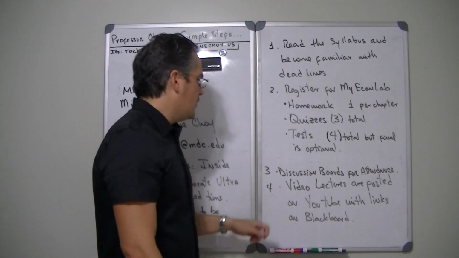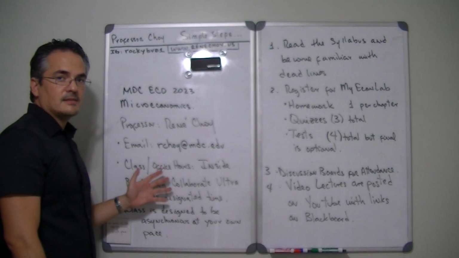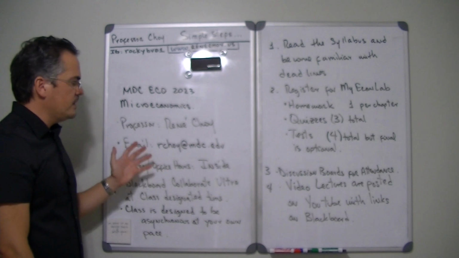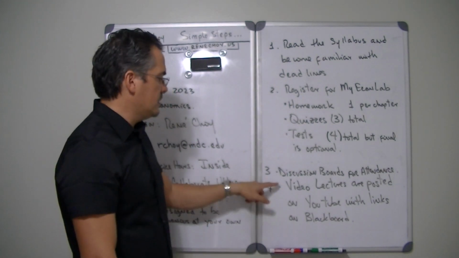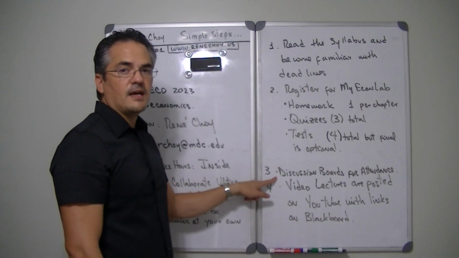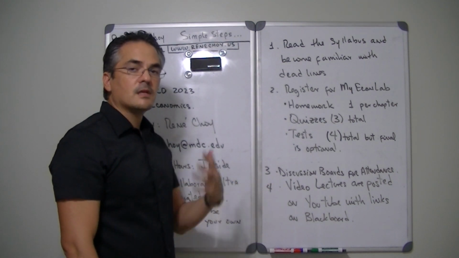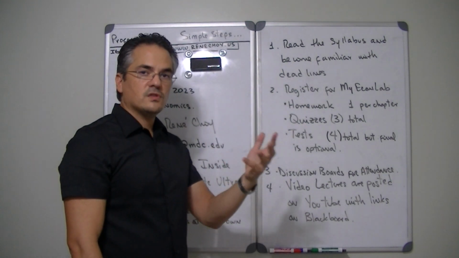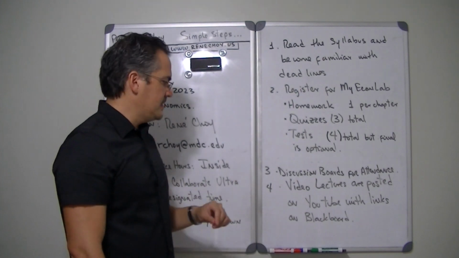Now, because you're not required to be in the class at the designated class time, we're going to collect attendance by you posting on the discussion boards that I left inside of Blackboard. The discussion boards are the way in which we're going to be taking attendance. You want to post something on the discussion boards regularly so that I know that you are attending the class.